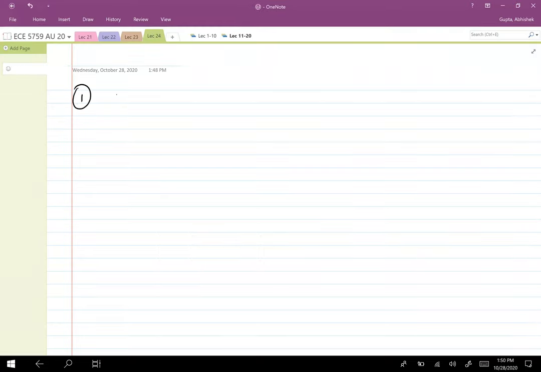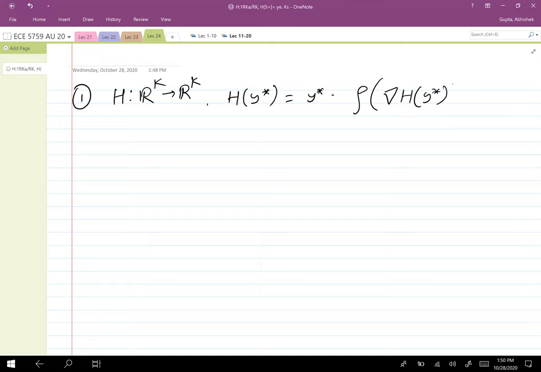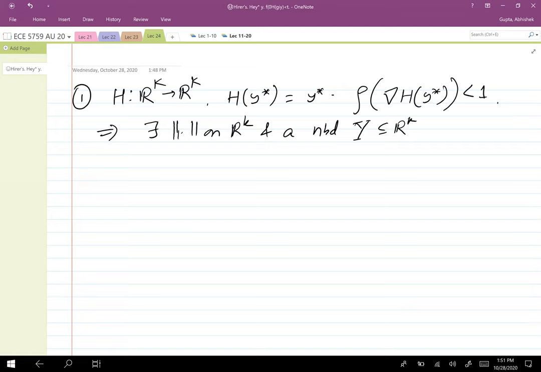So the first result was, we have a map H from R^K to R^K, and we have a fixed point of H, which is Y star. And we know that the spectral radius rho of the gradient of H at Y star is less than one. If the spectral radius of the gradient of H at Y star is less than one, then this implies that there exists a norm on R^K and a neighborhood Y of R^K.